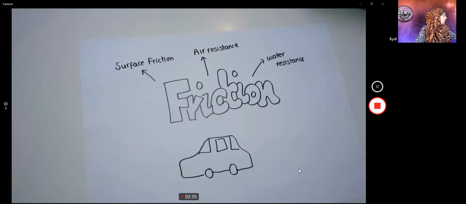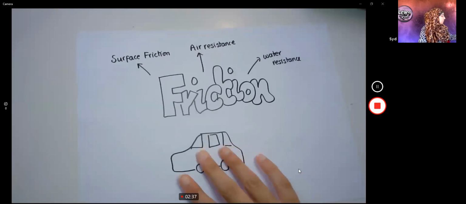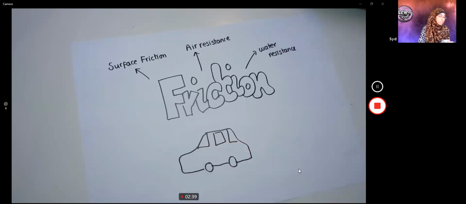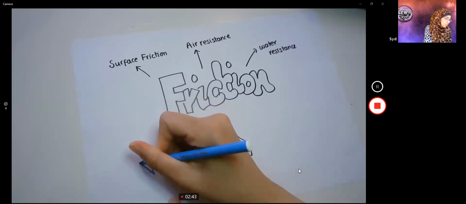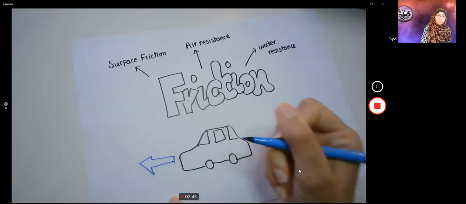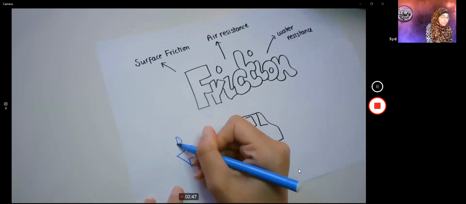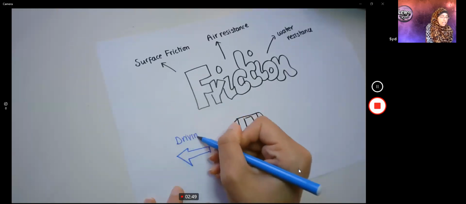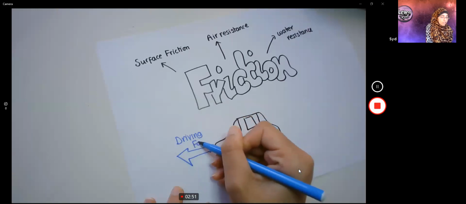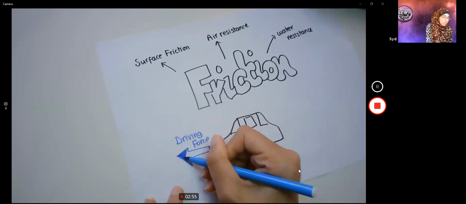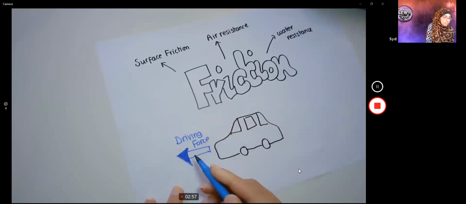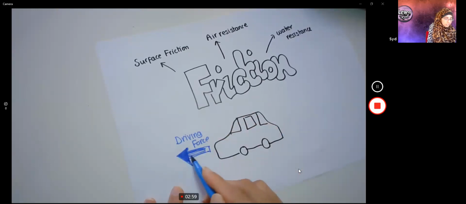So we're going to be writing on here what forces our car is experiencing first of all. So we're going to have the driving force. The driving force is going to be pushing the car forward. Okay, so this is my driving force. And that is from the engine of the car. So let's color that arrow in. And again, you can be coloring all of this in and making it look nice and cool. So let's color that in.